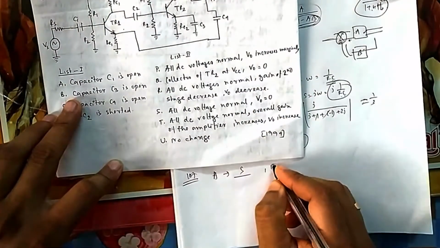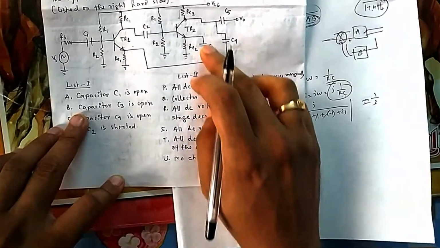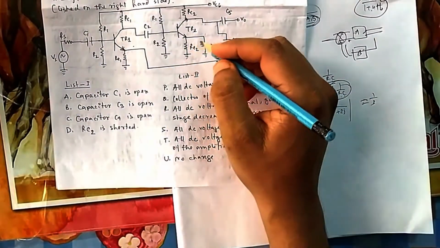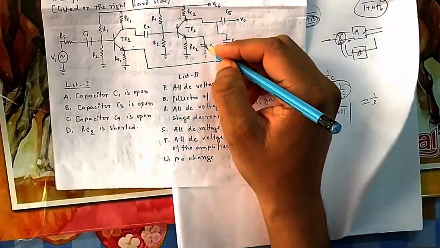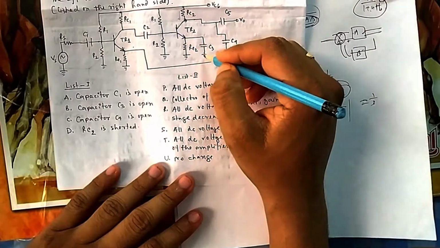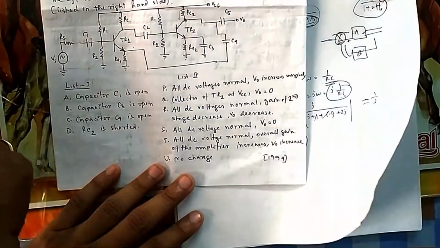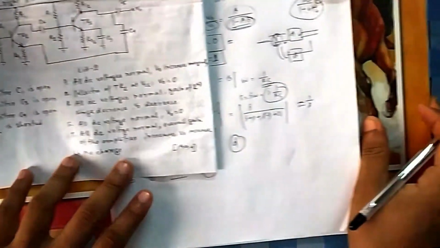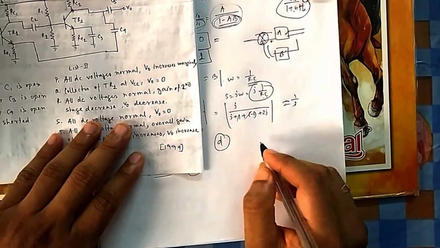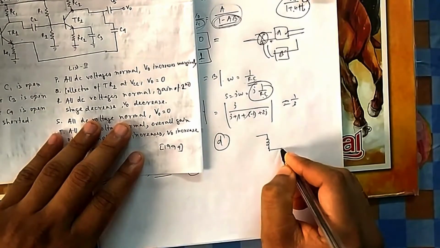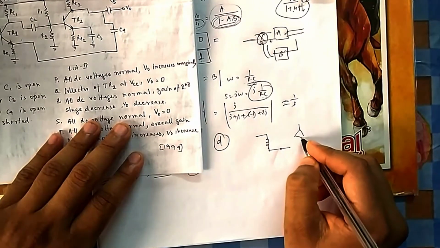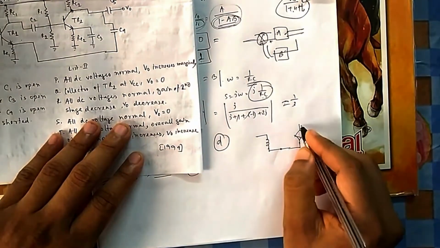Now if you see B, what is B? Capacitor C3 is open. What is the purpose of C3? It is bypassing. If you do the AC analysis, you make all the capacitors shorted, so this path gets shorted. Once this path gets shorted, can you draw the equivalent circuit of TR2? The H parameter model that we have drawn: this was HIE, this was my current source, this was my collector current, and this is my output.